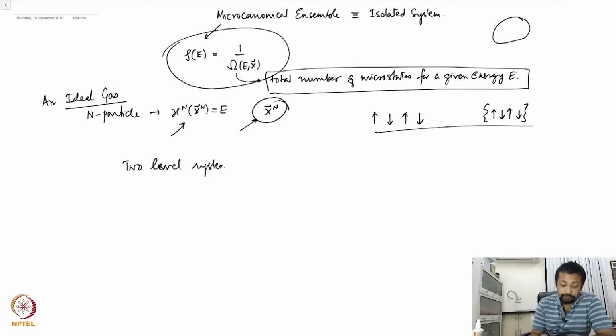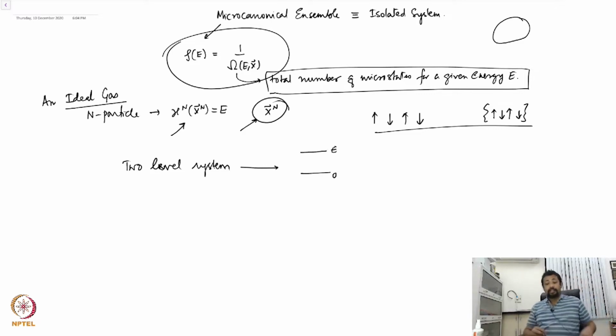system. This two-level system has two energy states. Let's call them 0 and epsilon, right? Now I put n particles in this two-level system. Some of them are clearly going to occupy the 0th level, so we will call them n2, and some of them are going to occupy the first excited level. We'll call them n1, so that n1 plus n2 is equal to n.